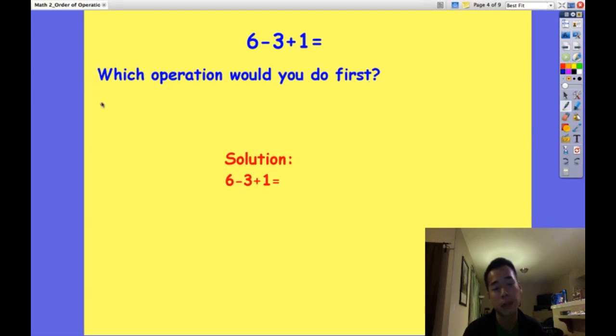So here's our first example. Which operation would you do first? That should always be the question that you ask yourself. So in this case, I have positive 6 minus 3 plus 1.